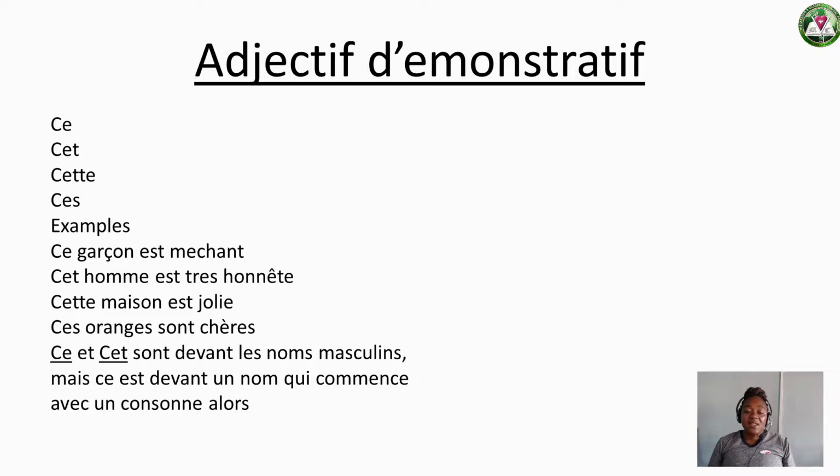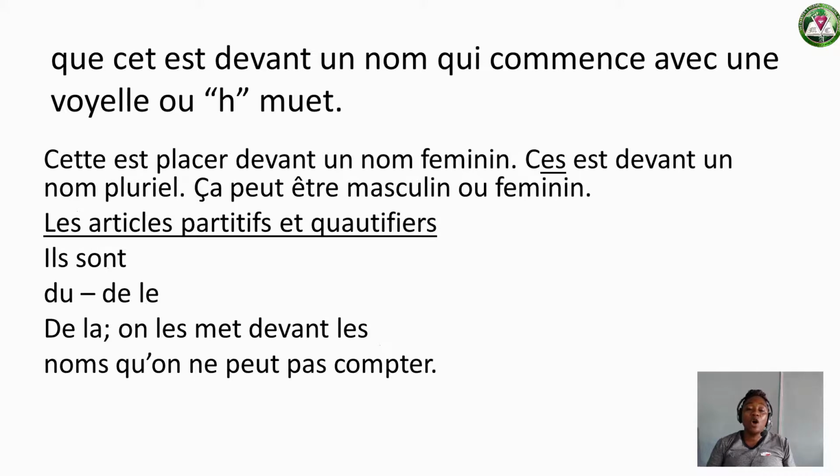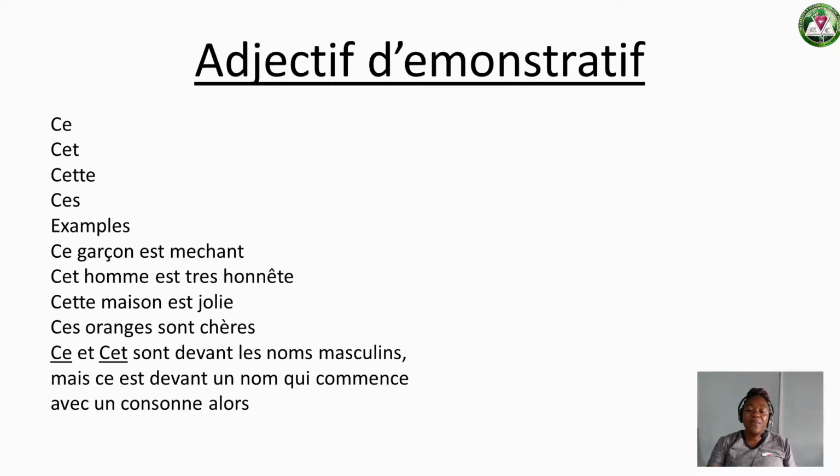Now, what I've just explained here in English, in French says, ce et cet sont devant les noms masculins. Mais ce est devant un nom qui commence avec une consonne. Alors que cet est devant un nom qui commence avec une voyelle ou H muet. Cette est placé devant un nom féminin. Ces, C-E-S, est placé devant un nom pluriel. Ça peut être masculin ou féminin. C-E-S can be for feminine or masculine, but it must be plural.